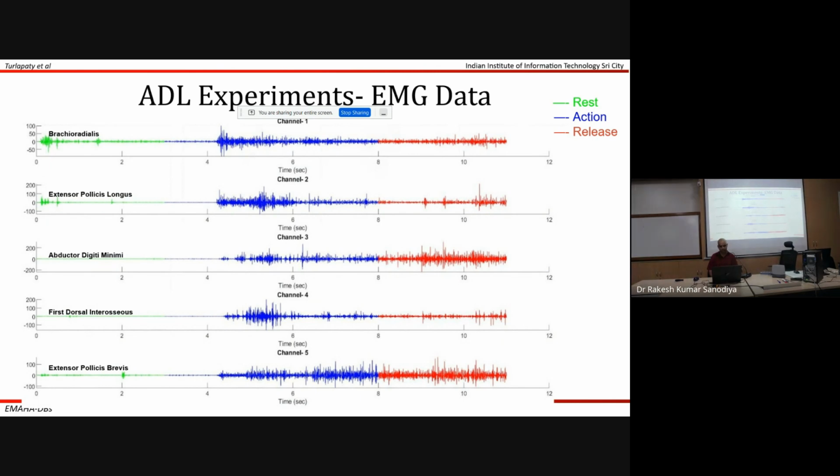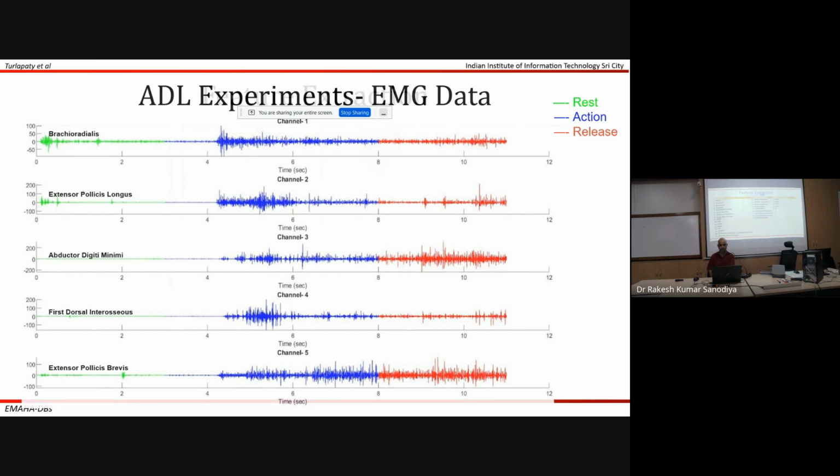And then when the computer instructs him to do the activity, he has to basically perform that activity and then come back to the rest position. So there's a transition from activity or action to the next trial. So that's the release part. So we can see those 3 different colors there.